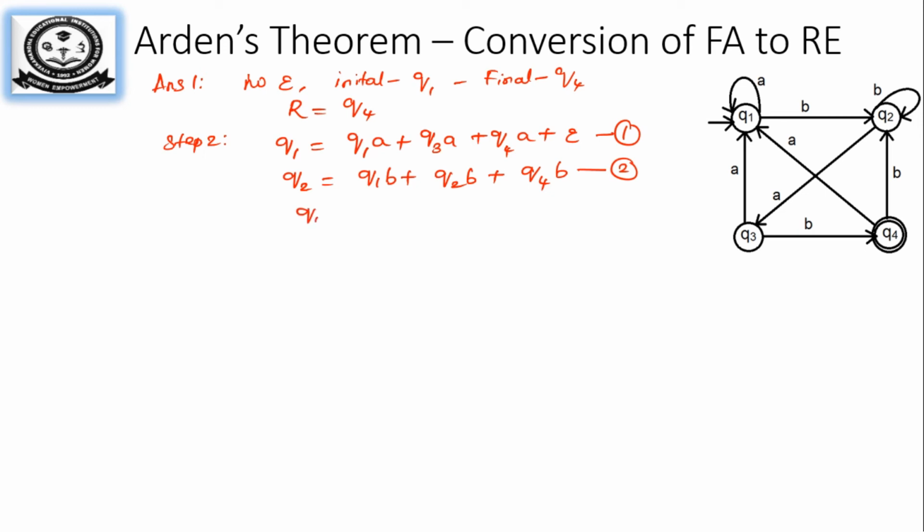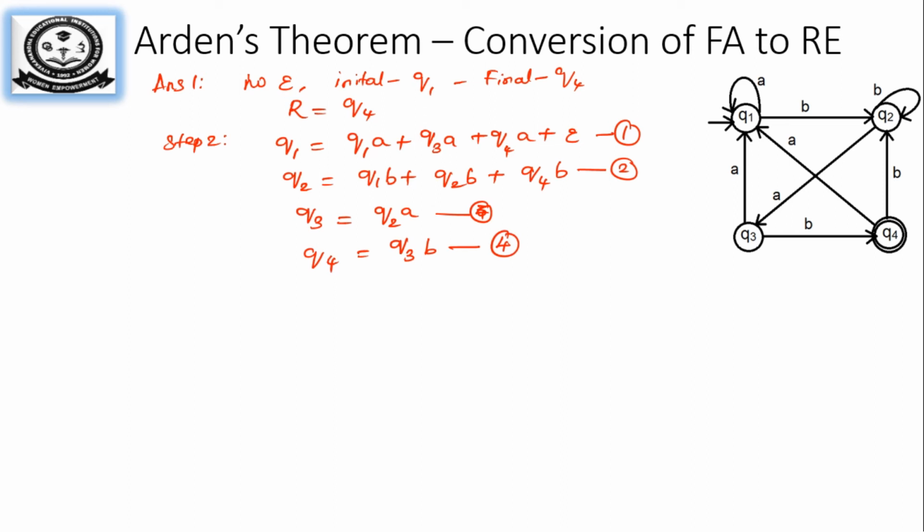So next one is Q3. Q3 has only one transition from Q2 with input A. So we'll name this equation as 3. And the final state is Q4, which is having only a transition from Q3 for the input B. So we'll have this equation as 4.